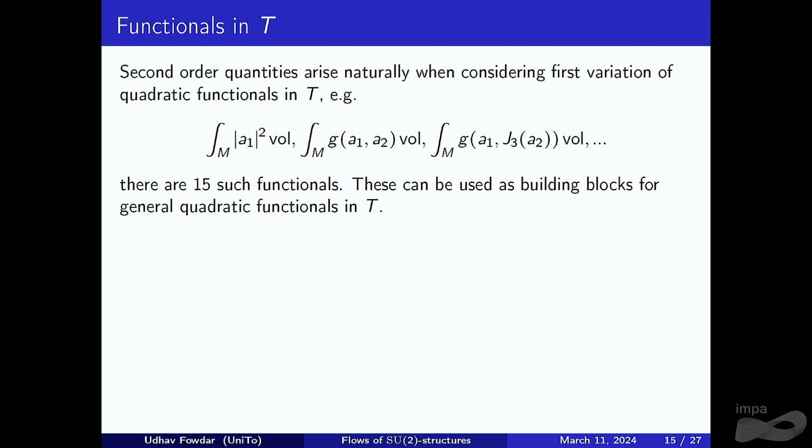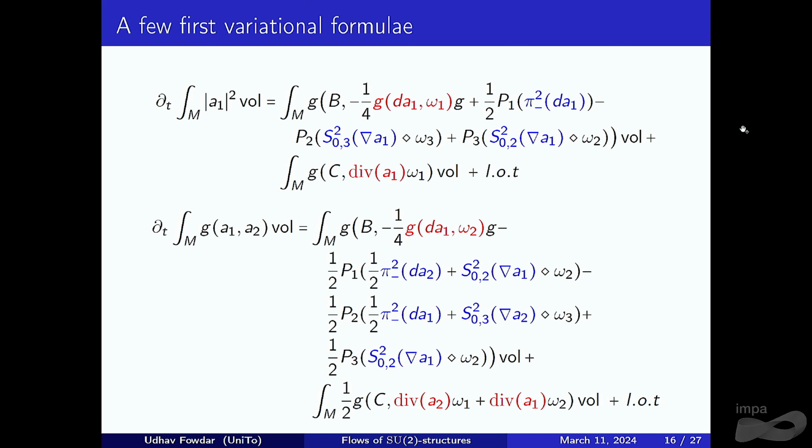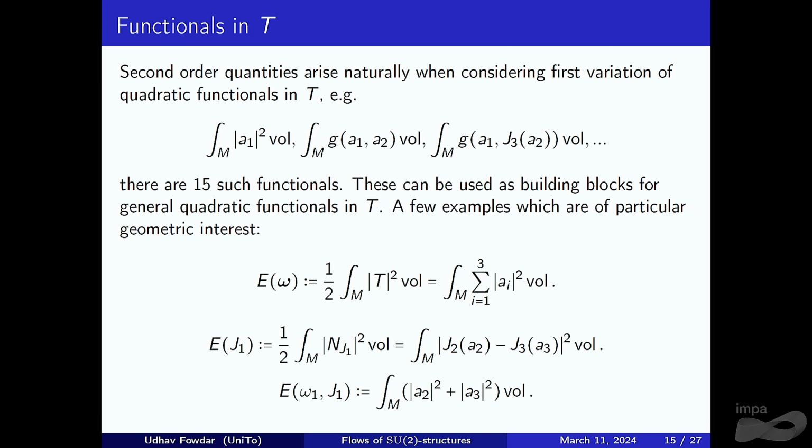For instance, you can consider the inner product of A1 with itself, or with other guys, with A1 and A2, or you can plug in here also the almost complex structure. So you can use them as sort of building blocks for quadratic functionals in the torsion. Some of them which are of particular interest is, for instance, the intrinsic torsion of your SU2 structure, which can be computed using the norm square of the A1, A2, A3. So for instance, if you're interested in the Nijenhuis tensor of, let's say, J1, then you can look at this L2 functional associated to it, and similarly for the omega 1.